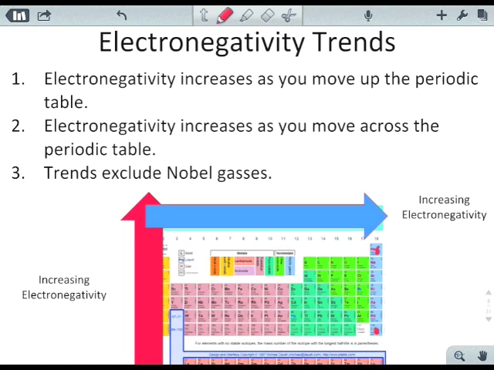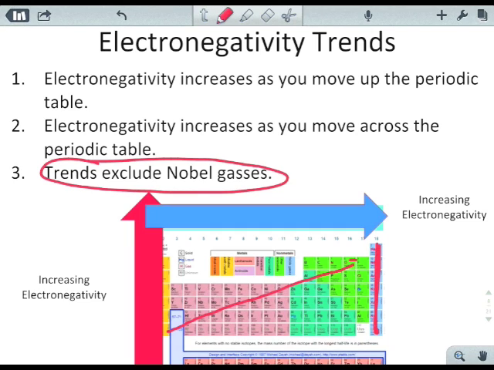The exception to this is that the trend excludes the noble gases. So the noble gases are excluded from electronegativity, unless under extreme circumstances where the question specifically states that something has happened to a noble gas, in which case they might have electronegativity. But in general, everything increases following the same trend as ionization energy, but instead of increasing toward helium, it increases towards fluorine. And that gives us the trend as we move across the periodic table.